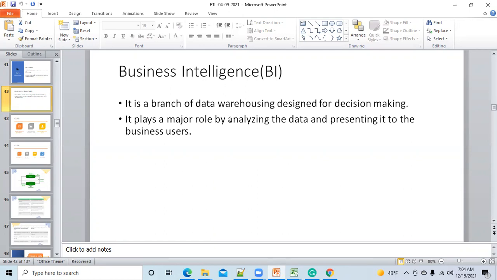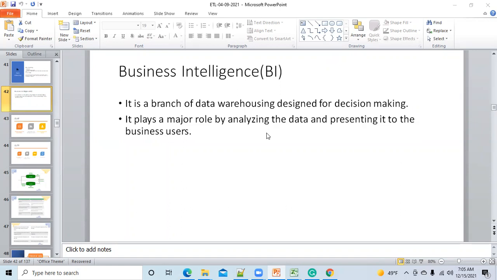That's the main thing, because if anyone has started a business, they are interested to understand how the business is performing, how much profit they are making, and if there is any loss, how much loss, so that they can modify the business accordingly. They can make some rules, regulations and policies accordingly. So that's what business intelligence is. It's a branch of data warehousing designed for decision making.